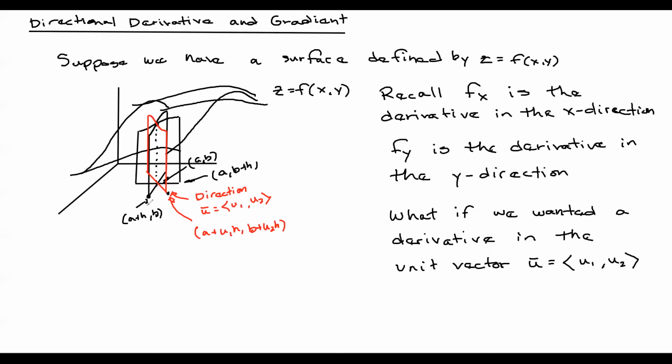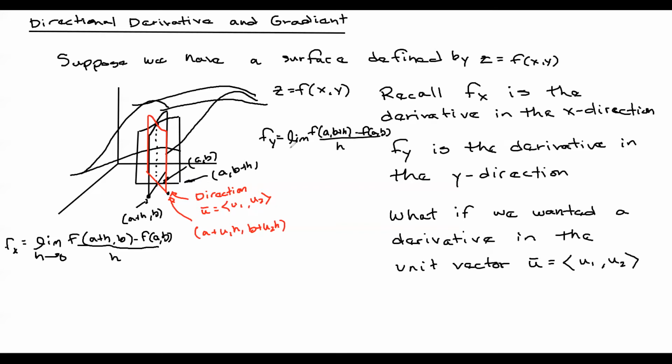Once we have created our slice, the next thing we did for the partial with respect to x was to turn this into a Calc 1 style limit: the limit as h goes to 0 of f(a plus h, b) minus f(a, b), all over h. This is the partial with respect to x. And then for y, we did the same thing. We turned it into a Calc 1 style limit using these two values, taking the limit as h goes to 0 of f(a, b plus h) minus f(a, b), all over h.